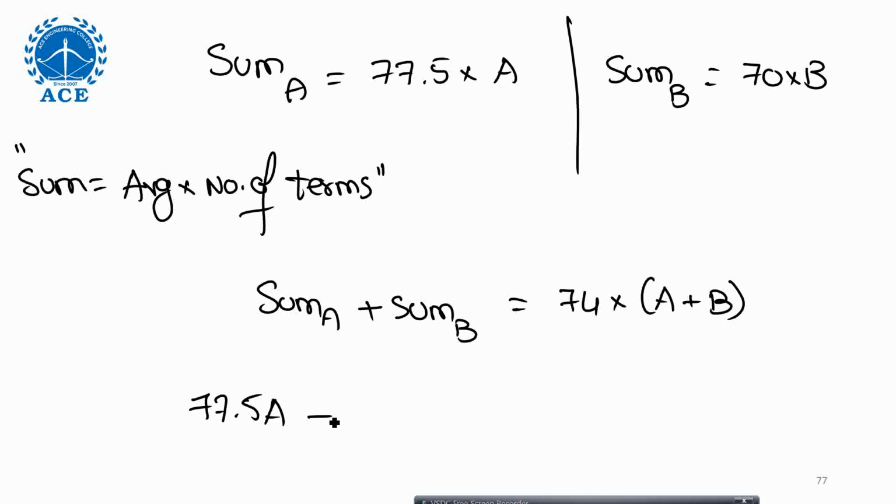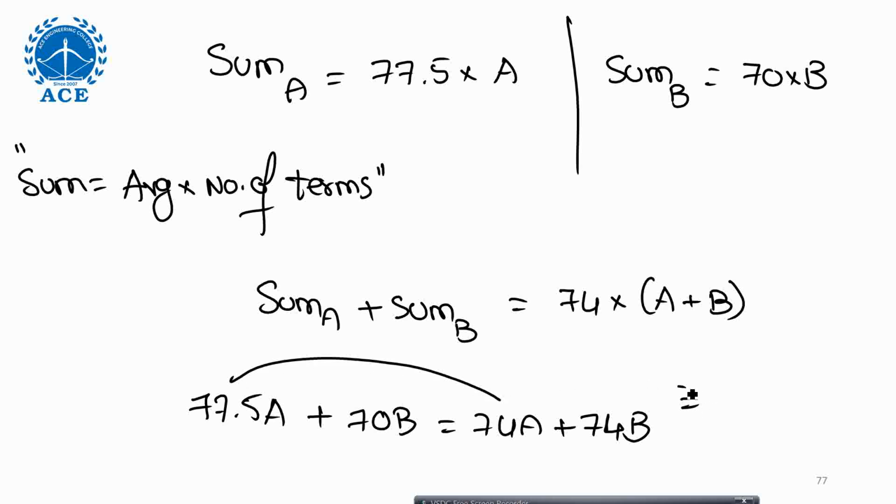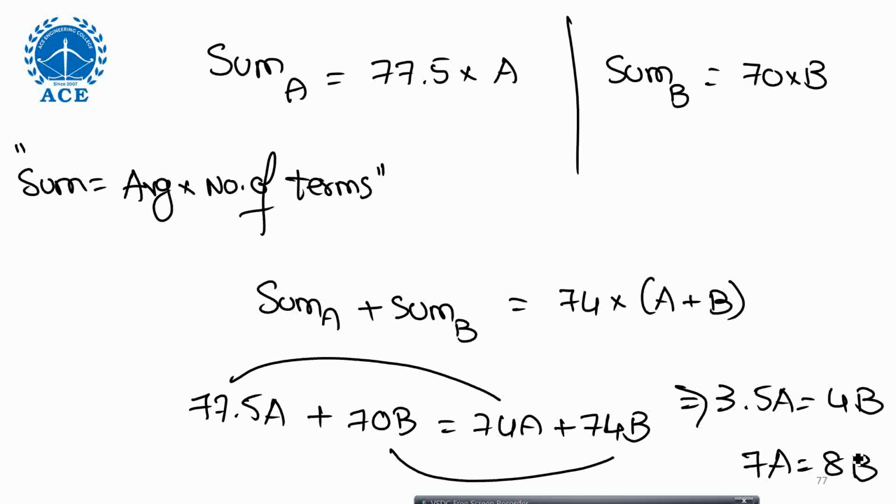77.5A plus 70B. Now you may understand why I am taking the difference while doing that table. In that approach, why I take the difference, you may understand now. What is this difference? 3.5. What is this side difference? 4. A by B is 4 and 3.5. Double it, 8 and 7. Double on both sides, 7A equals 8B. A by B is nothing but 8 is to 7. A section with respect to B section is 8 is to 7.